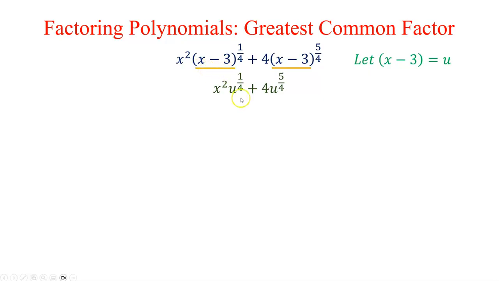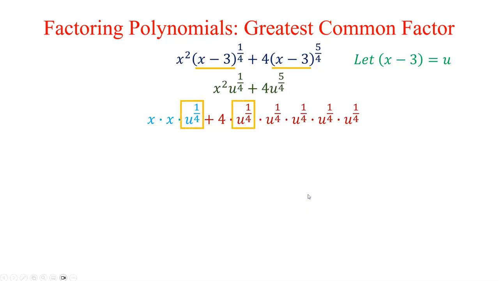Instead of x minus 3, the letter u. There's my x minus 3, the letter u. So it's just to kind of simplify things as we begin to work a little further. So when I put this in expanded form, instead of a bunch of x minus 3's, I got a bunch of u's. Here I can see that my common factor is u to the 1/4. So my GCF here is u to the 1/4. Being reminded that that is technically x minus 3 to the 1/4, because u and x minus 3 are interchangeable.